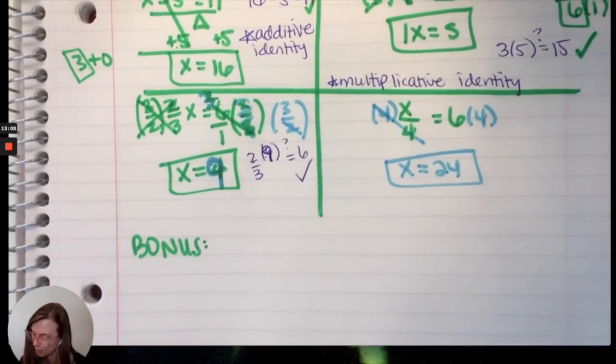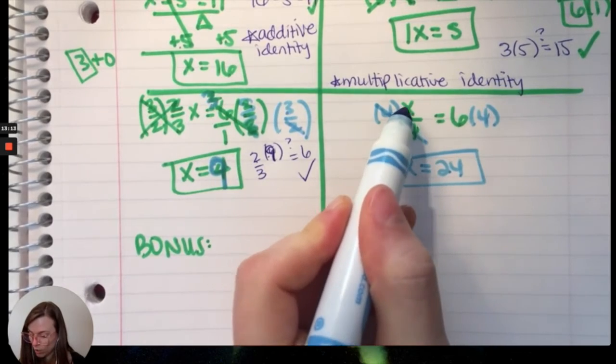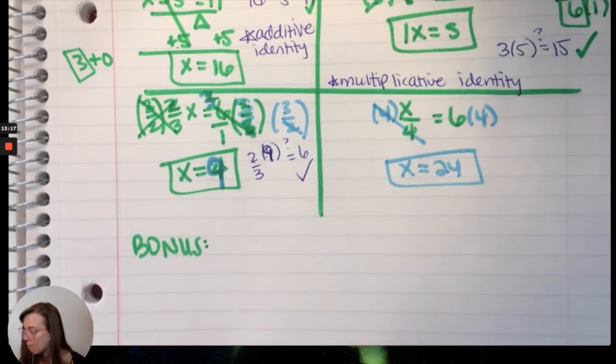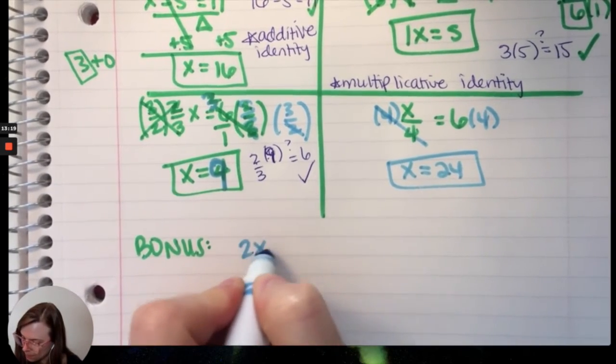We do the check step. And you can do the check step in your head, too, if you want. So substitute in 24. 24 divided by 4 is 6, so we know we're good. All right? Bonus time!